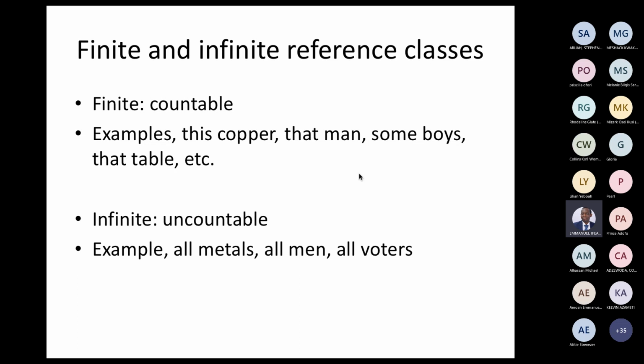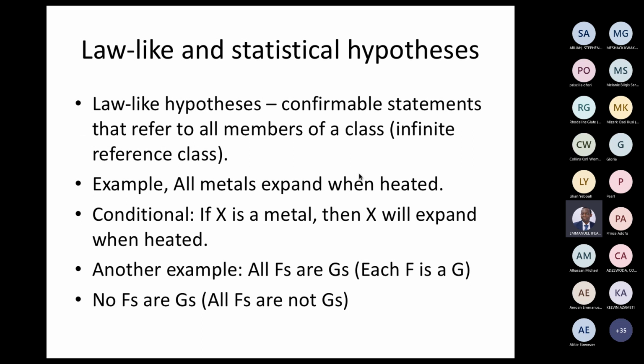Now, the next thing we're going to do is to remind ourselves of the distinction between finite and infinite reference classes. We did that in our last class. We say the finite class is a class of countable items. Example, this copper, that man, some boys, that table, and so on. So that's a finite reference class. And then we said the infinite reference class is a class of uncountable items. Example, all metals, all men, all voters. So we need this distinction here because it will help us to understand the difference between law-like and statistical hypotheses.